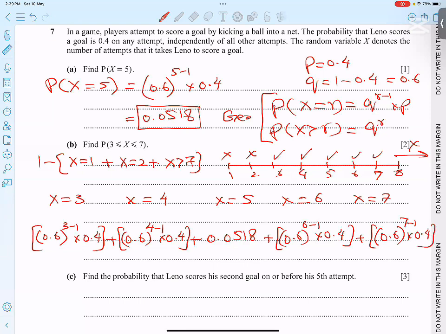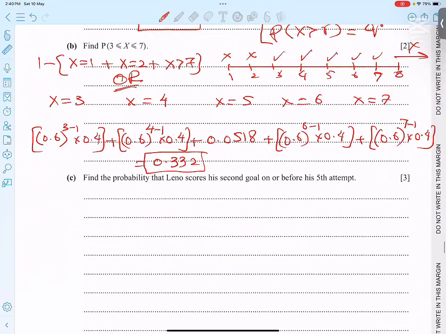Okay, I'm just checking in the calculator. We type this in the calculator, 3, 4, 5, 6, 7. And the answer finally coming to me is 0.332. I hope the concept is clear. I taught you 2 ways. I hope you understood both methods. Anyway, come back to the question below.